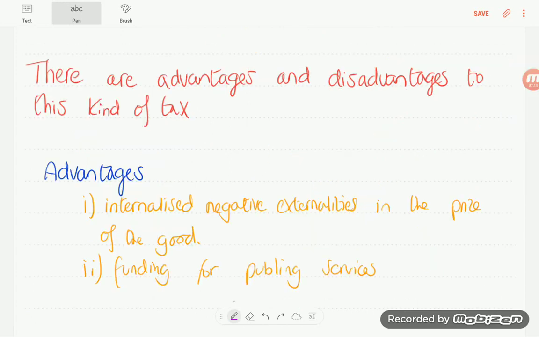There are advantages and disadvantages of tax. The cost of the negative externalities is internalised in the price of the good. This may reduce demand for the good and the level of its production, reducing the effects of the negative externality. If demand isn't reduced, there's still the benefit that the revenue gained from the tax can be used by the government to offset the externalities.